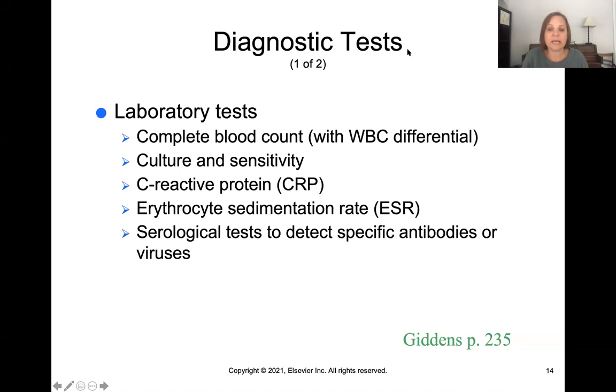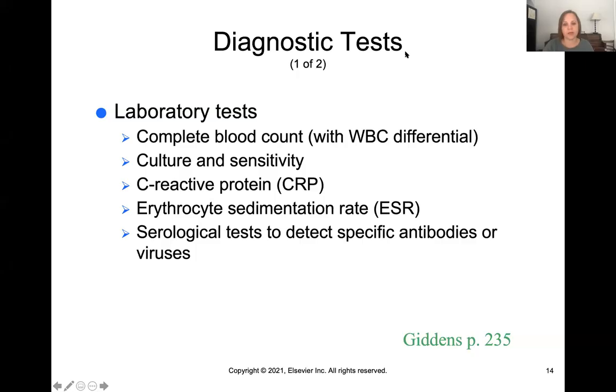So here's a list of some diagnostic tests that we can run when we are suspecting someone has an infection. We can run a complete blood count with a WBC differential. A complete blood count, or a CBC, is going to tell us a measure of the red blood cells, the white blood cells, and platelets in a patient's blood. Now, the WBCs, those white blood cells, are the ones that come into play when you have an infection, and they rise to the occasion. And so with infection, you're going to see an increase of WBCs.